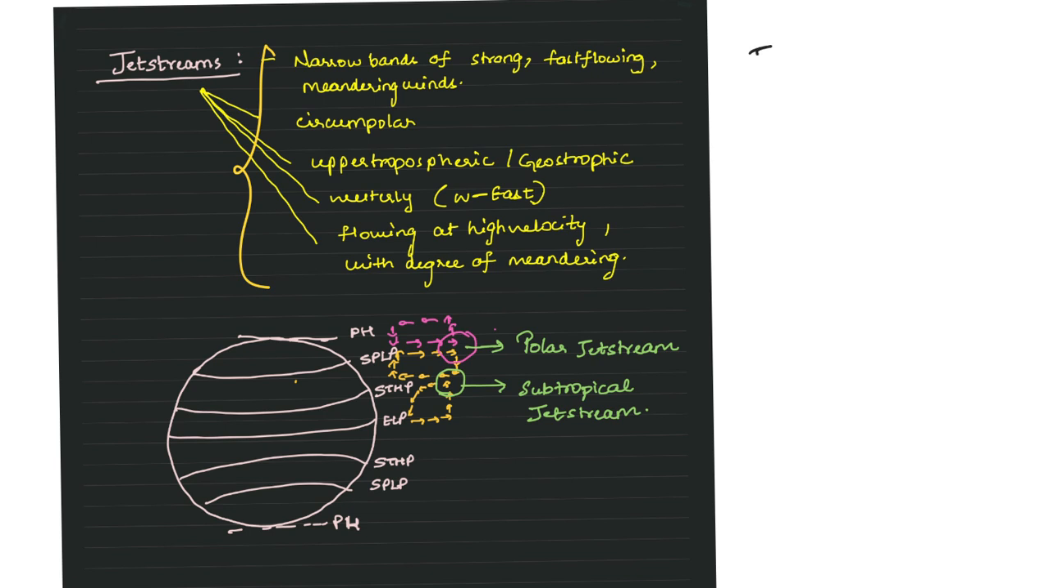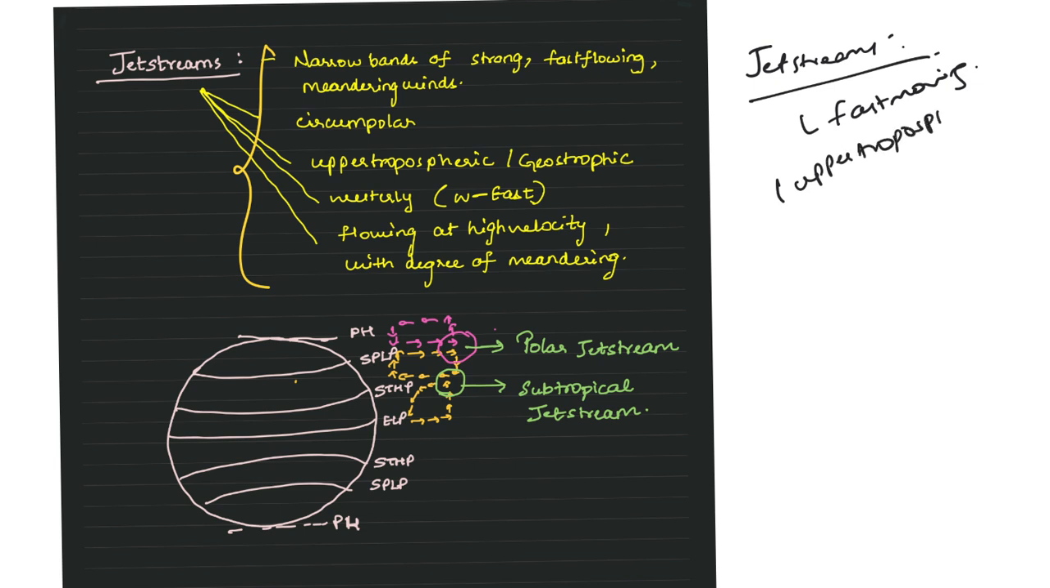First, jet streams are very fast moving winds, which form in the upper troposphere. So the first characteristic is that these are strong, fast flowing upper troposphere winds. Two characteristics: first, let's note that they are strong, very fast flowing winds, and second, where they are formed, that is the upper troposphere.